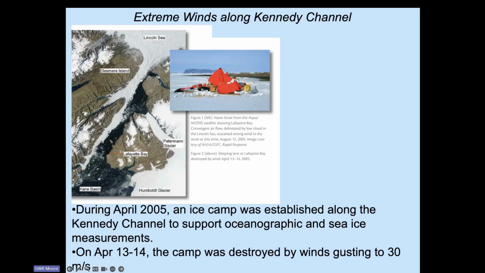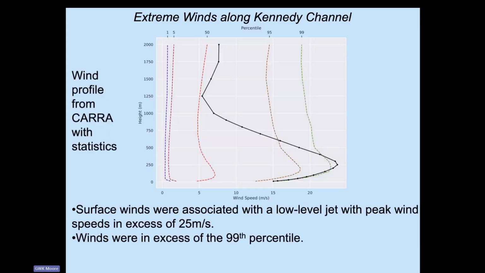It turns out there's lots of historical data that shows that the winds along the strait are very, very extreme, but this ice camp was unfortunately established during one of these really strong events. So one of the things we've been looking at is how extreme was this event, and we have some preliminary results here. What I'm showing you here is a profile essentially through the region where the ice camp was established. This is on April 14th, which was the peak wind event. And what I'm showing you here are the 1st, 5th, 50th, 95th, and 99th percentile winds based on all the April data from CARRA. And this is the wind profile during that event.